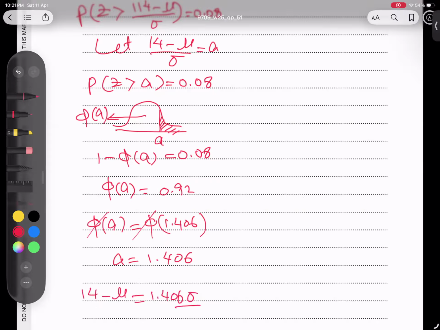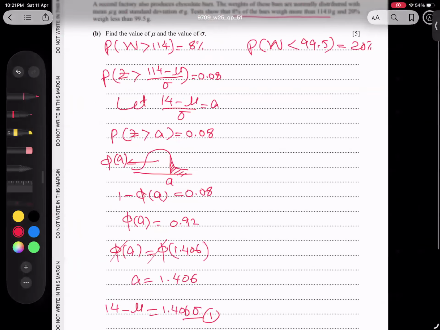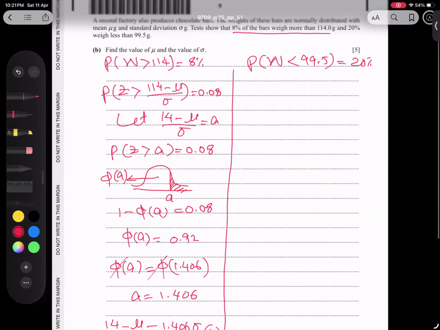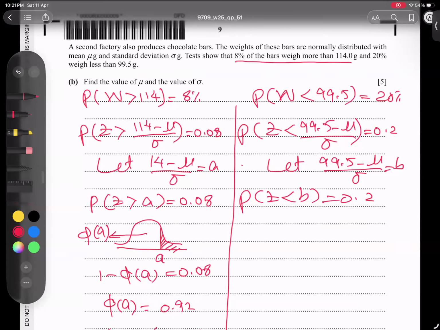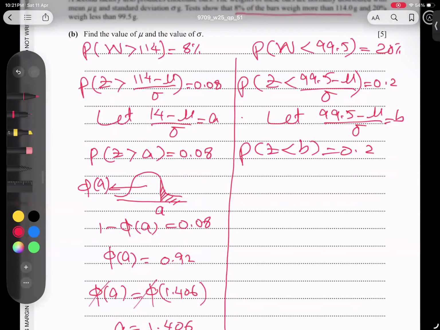In the same way, students, I'm going for equation number 2. Okay, let's have a look now, students, at how we can do equation number 2. So z again is less than 99.5 minus mean by deviation, 0.20, 20%. So I'm saying 99.5 minus mean by deviation is equal to b. So probability z is less than b is equal to 0.2. And if I draw a bell shape, here the more is the lesser.